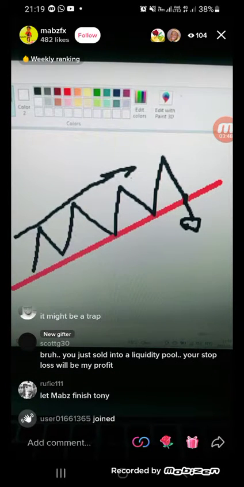Okay. And then, as soon as there's a breakout, guys, that's a signal to you that there might be an opportunity to go in the opposite direction.